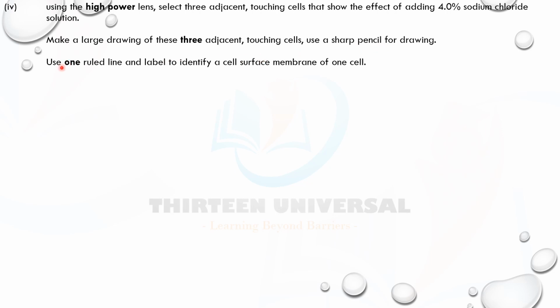Use one ruled line and label to identify a cell surface membrane of one cell. Remember that this is the highest concentration, so you're going to see cells that are plasmolyzed, but remember they are adjacent. Okay, we can decide to draw them this way.